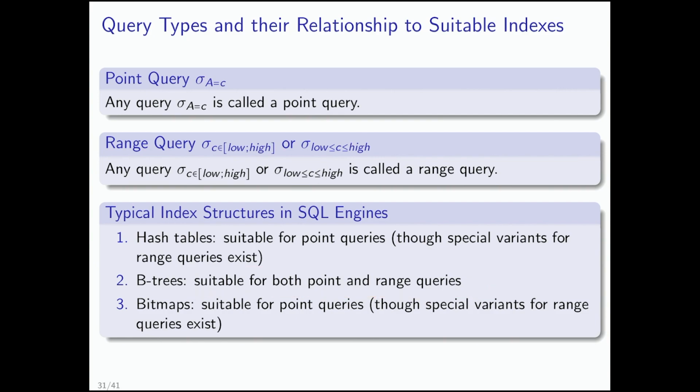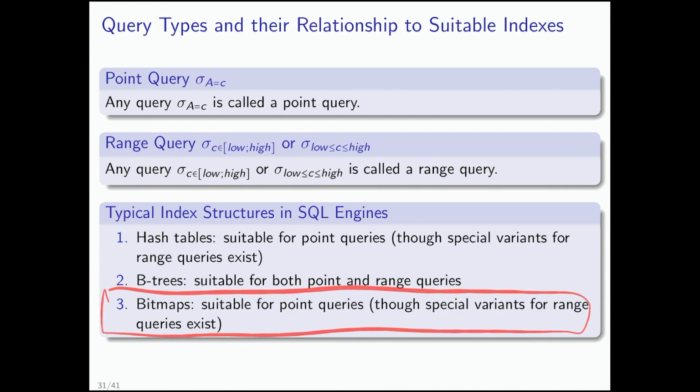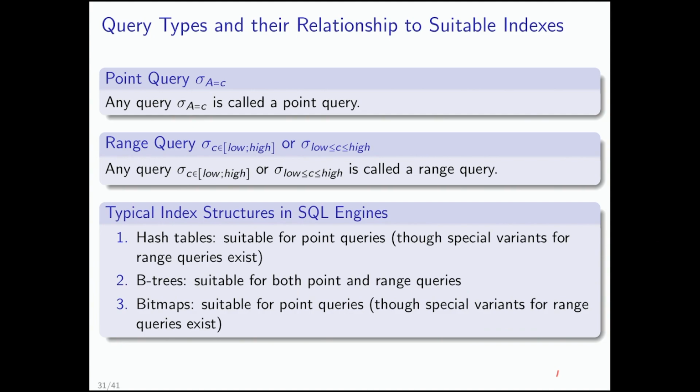And then there's a third class of structures called bitmaps. That's more advanced stuff you don't need at the moment, but with that you can also play many tricks, including for point queries and even for range queries. So let's look a little bit at B-trees.